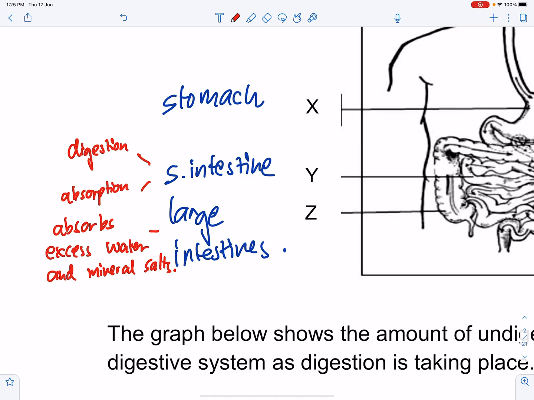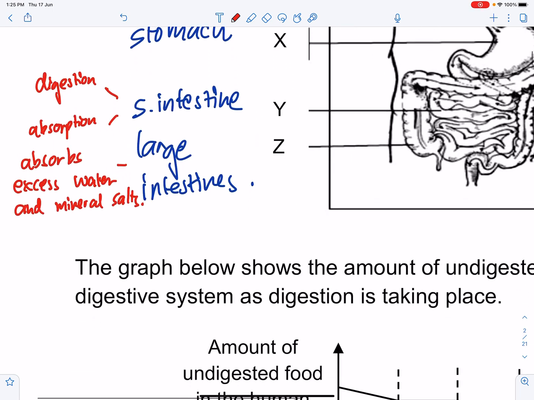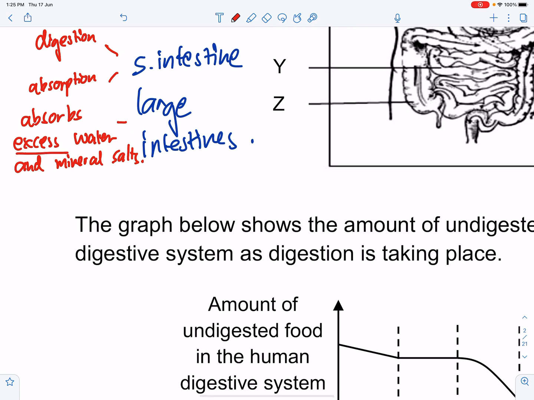Now, be very careful. The word excess needs to be here simply because we know that the body needs water, right? But too much water is no good. Too little water is also no good. So if you have too much water in your feces, you end up with diarrhea, right?